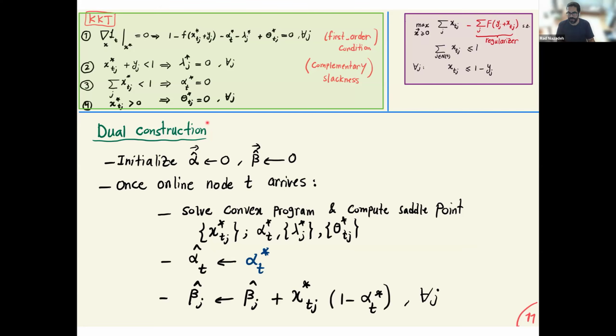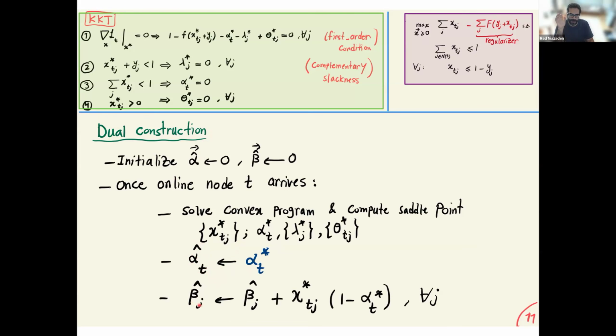Then I'm going to do the following. I'm going to set alpha t hat. Remember, you need to basically tell me what the alpha t hats and beta j hats are. I'm going to set alpha t hat to be alpha t star, exactly the alpha t star that you got from the convex program. And that's really the main idea: setting the online dual alpha t hat to alpha t star.